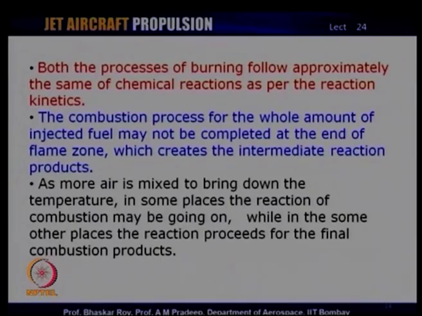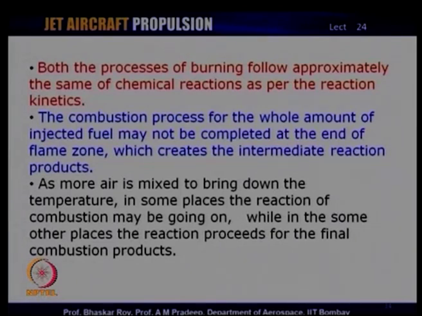The combustion process for the whole amount of the injected fuel may not be completed by the end of the flame zone. Now, this is something a combustion designer must be very careful about. That process should be as far as possible complete by the end of the flame zone. Now, it is possible that a very small percentage, maybe 1%, may not be completed by the end of the flame zone, and then a certain amount of combustion can continue to happen in the rest of the combustion chamber.